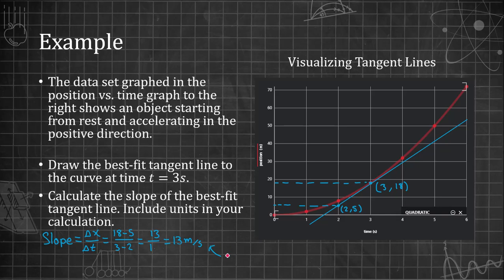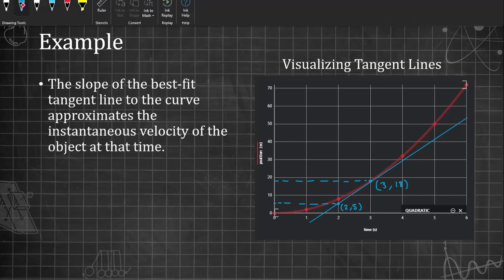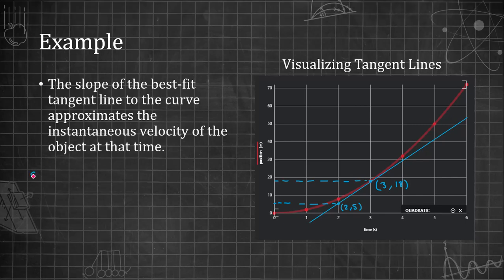When we include the units in our mathematics, we get meters divided by seconds. And if we note here that these are the units of velocity. So the slope of this tangent line is telling us something about the object's velocity. And that brings us to our next point, which is that the slope of the best fit tangent line to a curve approximates the instantaneous velocity of the object at that point in time.